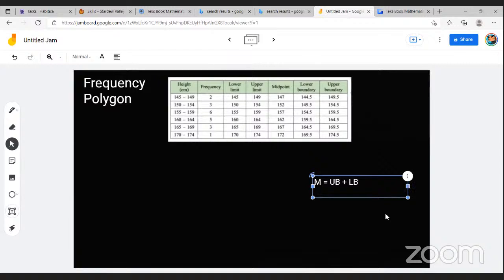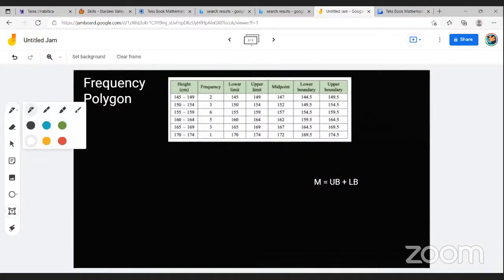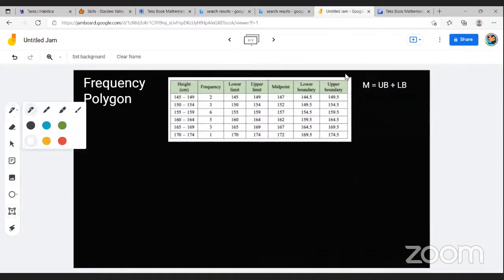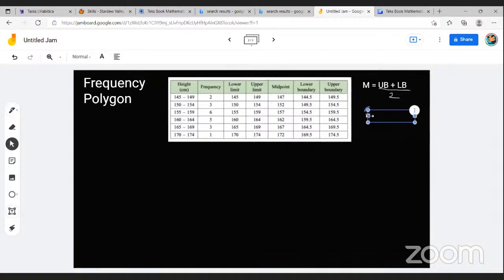Or also your class limits will actually work in this case. And in most cases, both will also work. So your midpoint is UB plus LB divided by 2. So in this case, let's say you want to find the midpoint of this group. You do 144.5 plus 149.5 and divide the whole thing by 2.